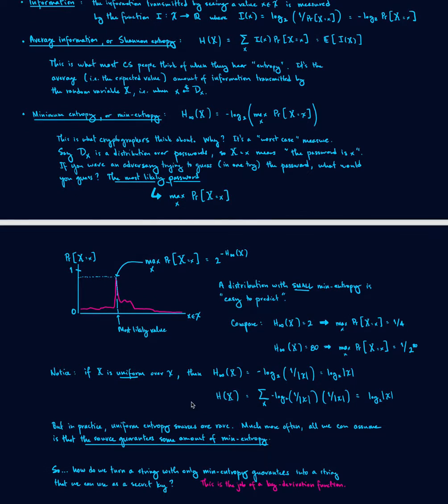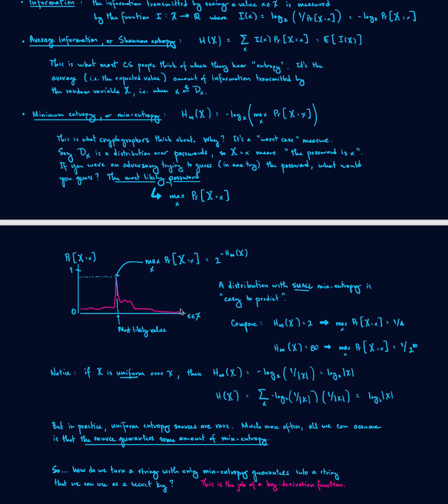From a more visual perspective, here's a distribution in magenta. This is some made-up distribution. This is the probability that the random variable takes on a particular value. So think of this as the probability that the password is actually this. These are all the possible values of that random variable, so think of all possible passwords. This is my distribution over those.